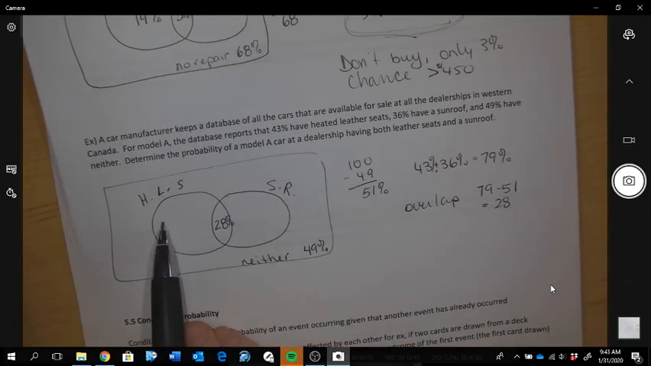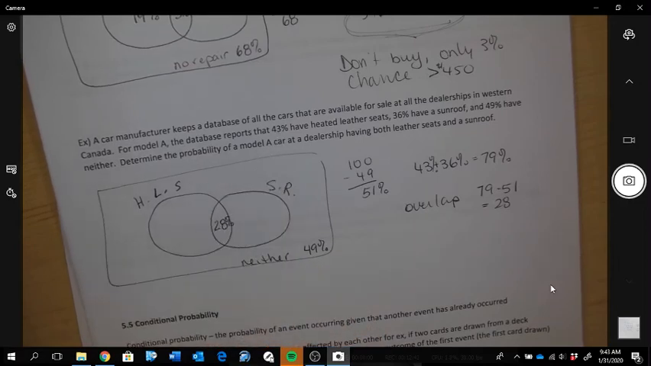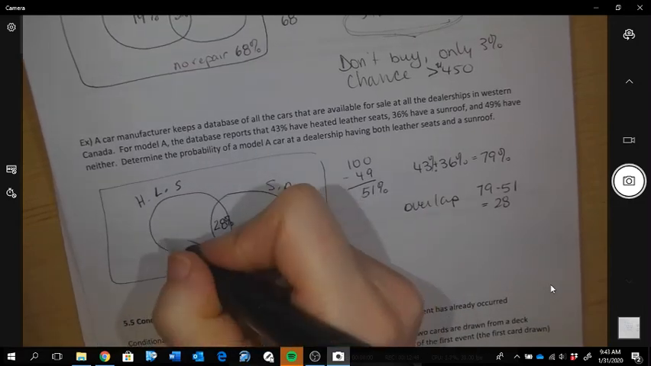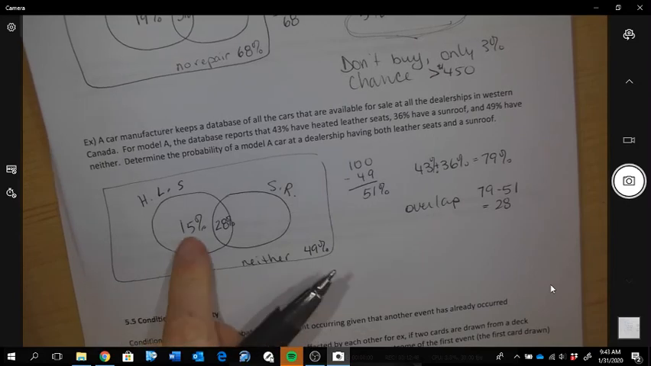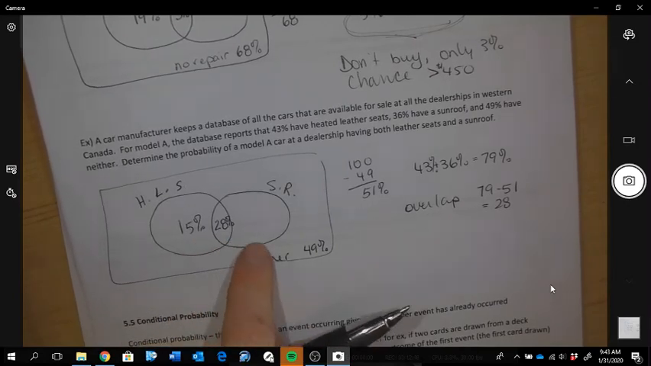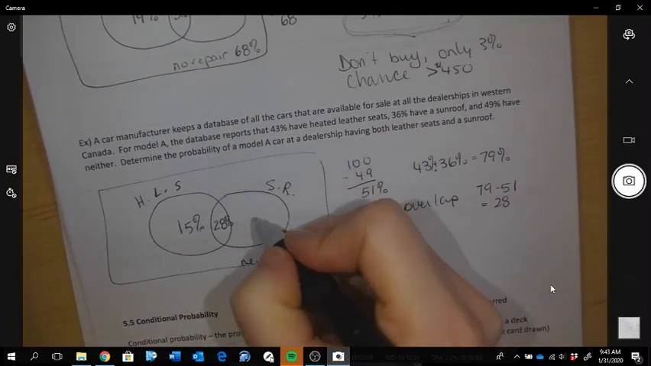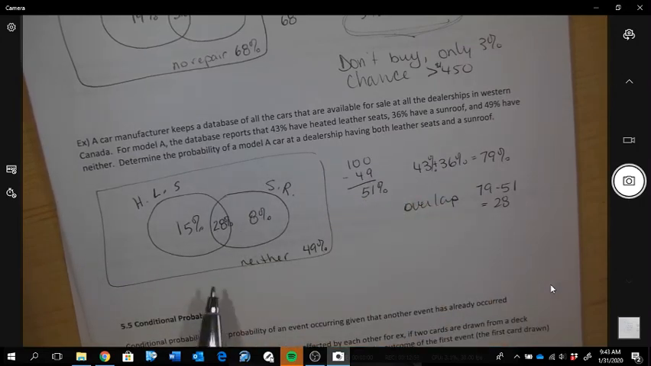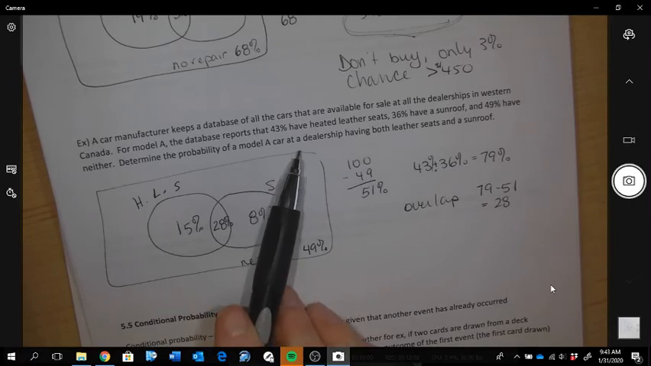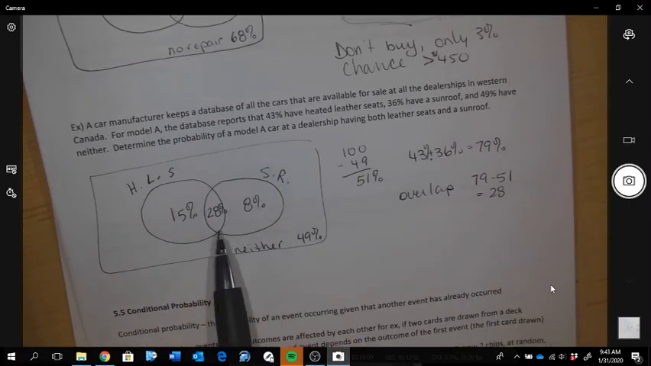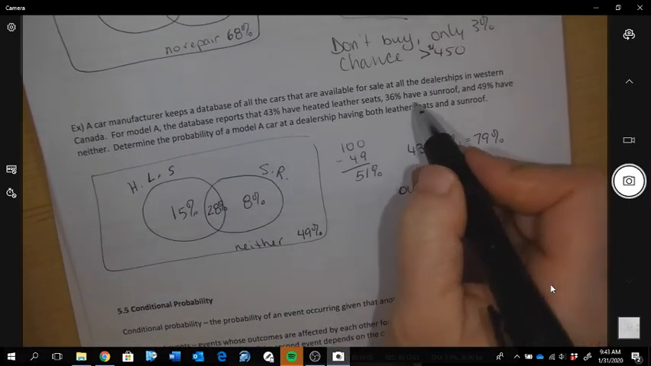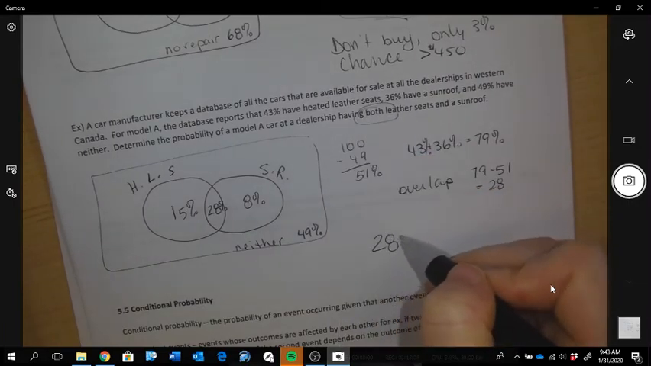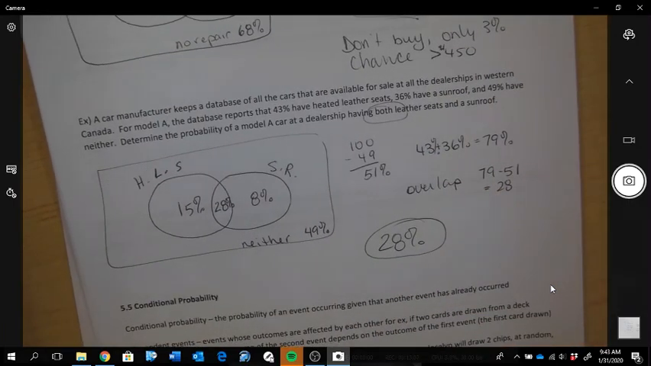In the heated leather seats, I need 43, so that leaves me with 15% here. That makes 43. And I need 36 here, so I need 8 more percent with just that. Determine the probability of a Model A car at the dealership having both. The answer is a 28% chance that they would have both.